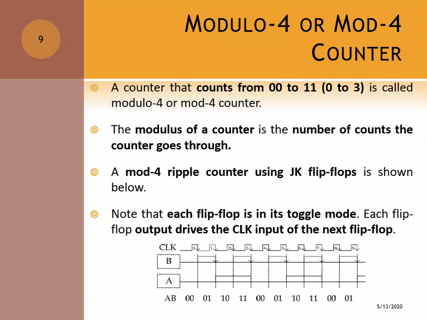So a mode 4 ripple counter using JK flip-flops is shown below. Note that each flip-flop is in its toggle mode. Each flip-flop output drive the clock input of the next flip-flop. Okay, maksudnya setiap flip-flop ni dalam keadaan toggle. Dan dia akan serve sebagai input kepada next flip-flop. Okay, contoh B akan menjadi input kepada A.